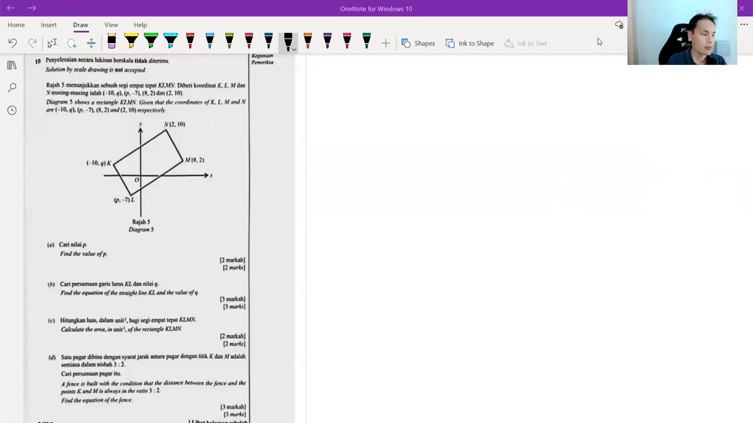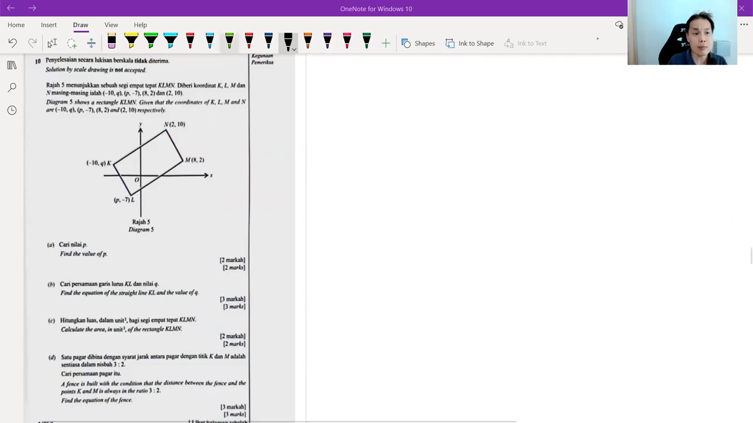Okay, moving on to question number 10. This is quite a question related to coordinate geometry, Form 4, Chapter 7. You're given a rectangle KLMN with the coordinates given. You're supposed to find the value of P.